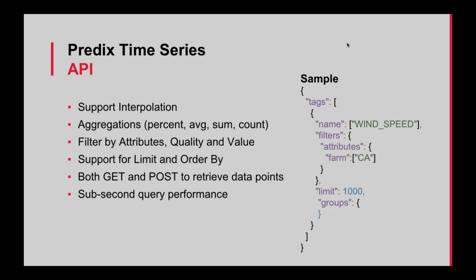Okay, awesome. So time series supports an API, and the API offers a bunch of different features. In industrial use cases, not all the data is sent to the cloud, because the data is sometimes just too heavy, and sometimes it cannot be generated because it is affected by other issues. So interpolation is a big thing, and we do support interpolation. There are all the standard aggregations that we support. You could filter based on attributes, quality, and values, and we do support limits and order by if you're looking at doing analytics.